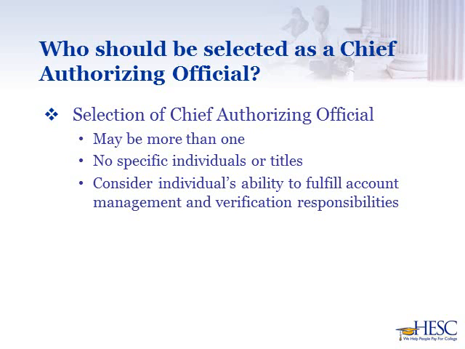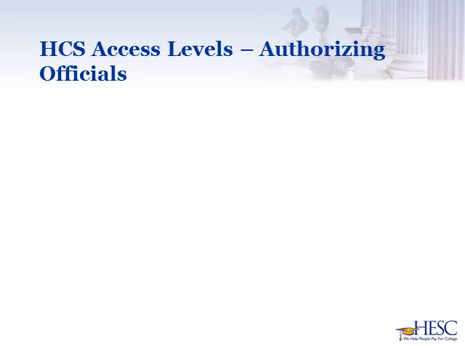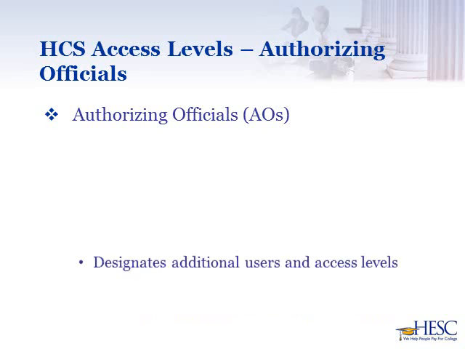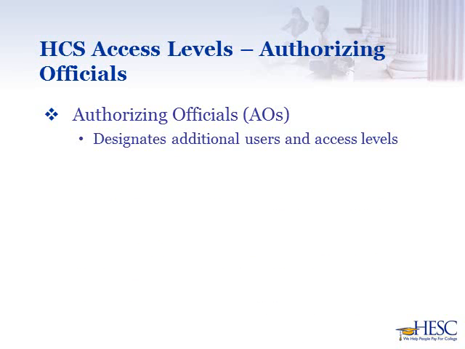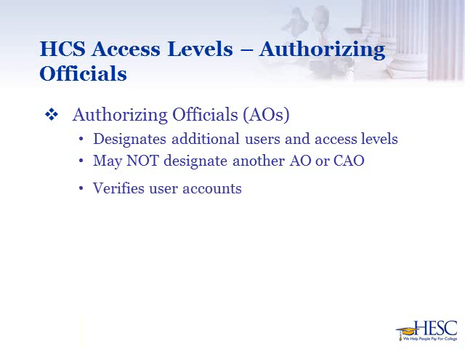The Chief Authorizing Official may designate one or more users as Authorizing Officials, or AOs. Similar to the CAO, the Authorizing Official, or AO, may designate additional users who can access the FAFSA and TAP application status data. However, the AO may not designate another Authorizing Official, nor can the AO designate a user as a Chief Authorizing Official.